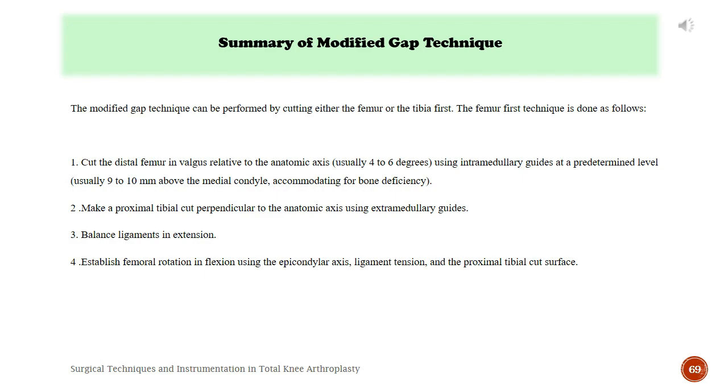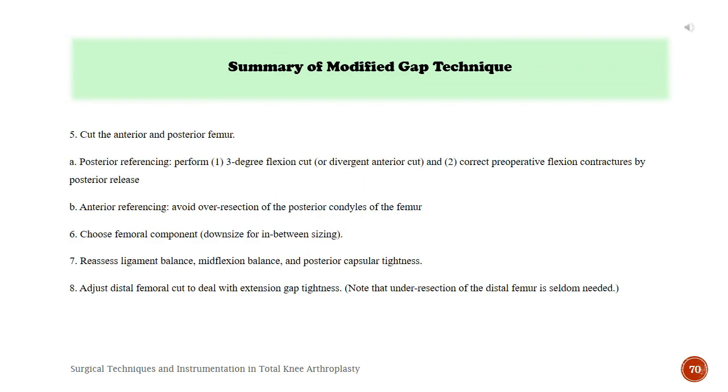2. Make a proximal tibial cut perpendicular to the anatomic axis using extramedullary guides. 3. Balance ligaments in extension. 4. Establish femoral rotation in flexion using the epicondylar axis, ligament tension, and the proximal tibial cut surface. Summary of modified gap technique. 5. Cut the anterior and posterior femur.